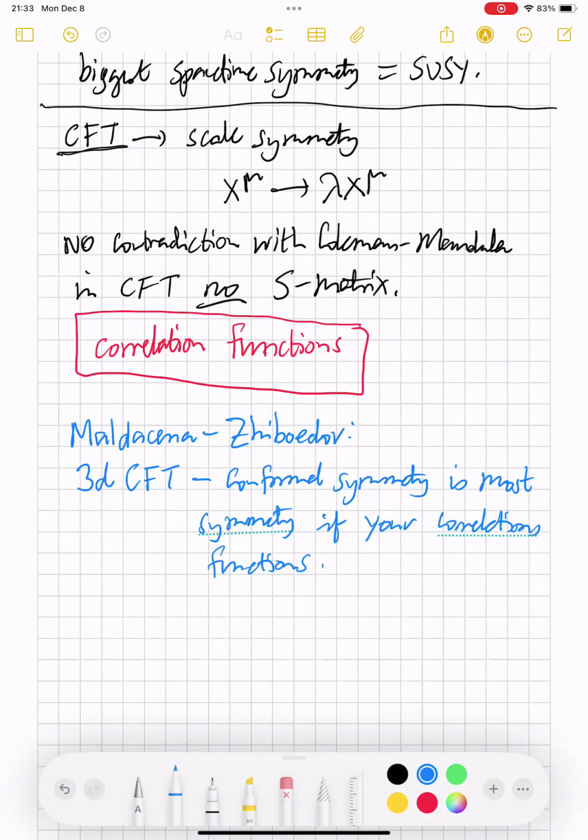So what do I mean by that? If you have more than conformal symmetry, you can prove that your theory's correlation functions will always be those of a free theory. So if you don't want correlators of a free theory, then the maximum amount of symmetry you can have is conformal symmetry. And that motivates us in this course to study conformal symmetry. This is, in a sense, the biggest amount of symmetry that we can have.